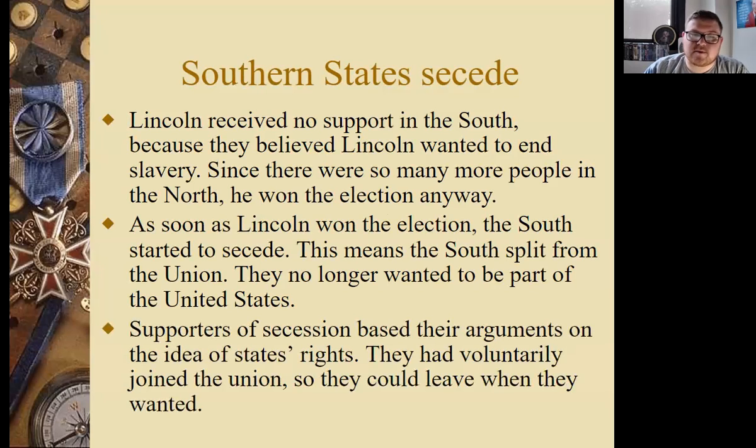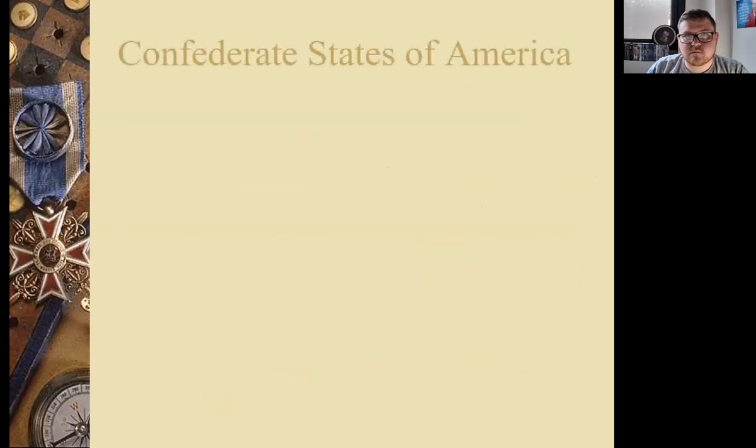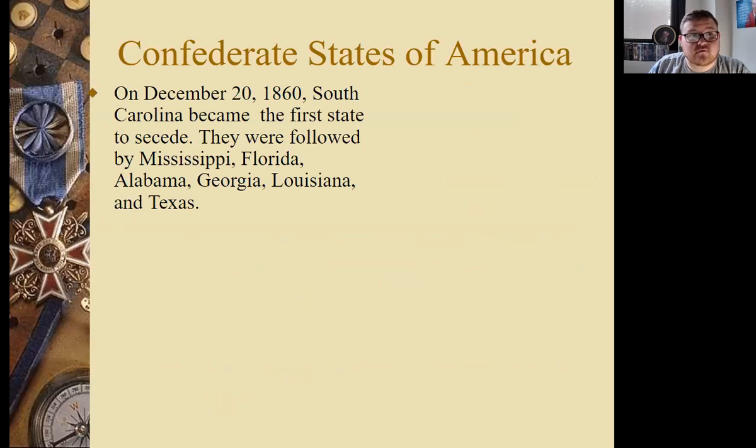Supporters of secession based their arguments on the idea of states' rights. They had voluntarily joined the Union so they could leave when they wanted. There's a lot of people that say that the Confederacy was formed and the Civil War started because of states' rights. What people fail to mention is the second part of that sentence: states' rights in order to protect the institution of slavery. That is the most important thing I want you to take out of this lecture, that the South left the Union to support their belief in states' rights, to keep the institution of slavery, okay? So the Confederate States of America is formed from these states.